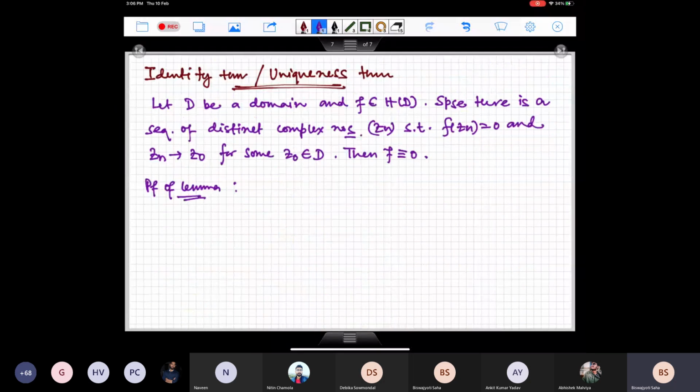Can anybody predict how one can prove this lemma? By contrapositive. So how do you want to go about it? Let K be a compact set which has infinitely many zeros. Then how can I argue? Then by the theorem, the function will be identically zero. Why? Because the compact set has limit points. Yes, absolutely, its limit points.